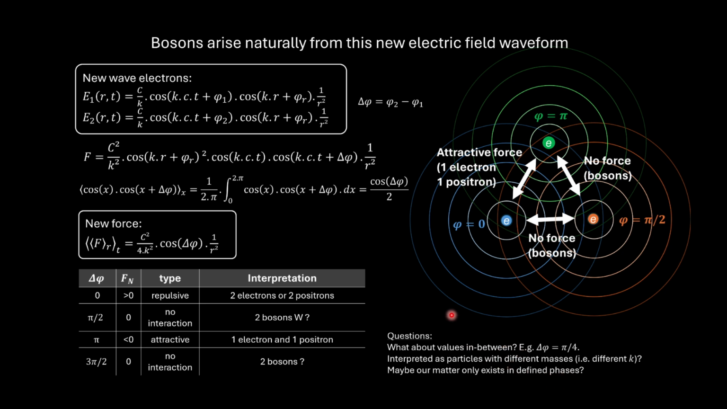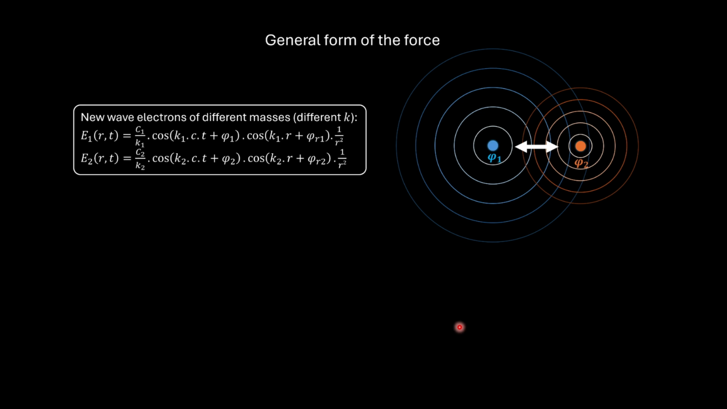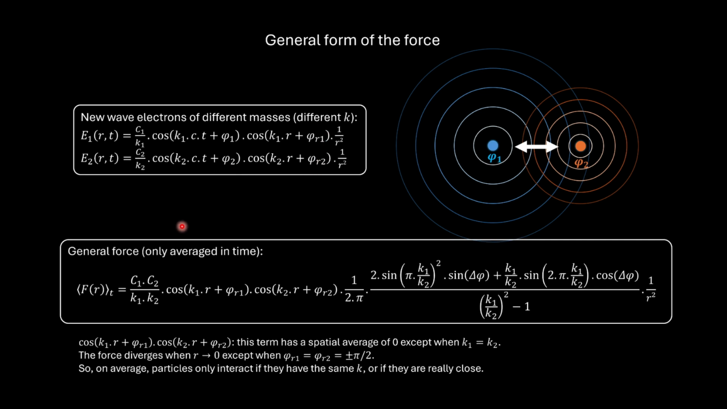I'm interested. Okay, let's go further and find the force if we have 2 such particles, this time of different masses, meaning different k. The general force averaged in time looks like that, and we can find that the first term has a spatial average of 0, except when k1 equals k2. The force diverges when r tends to 0, except when phi r1 equals phi r2 equals plus or minus pi/2. So on average, particles only interact if they have the same k, or if they are really close.